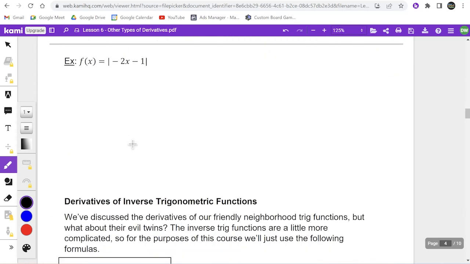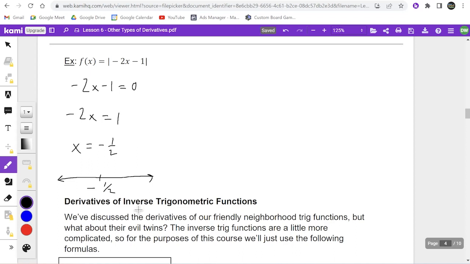We have the absolute value of negative 2x minus 1. So again, I'm going to do exactly what I just said. I'm going to say negative 2x minus 1 equals 0. Solve for x. So negative 2x equals positive 1. Looks like x equals negative 1/2 this time. Then I'm going to plug it on a number line. I've got negative 1/2 here.